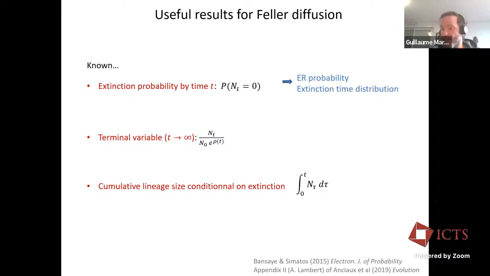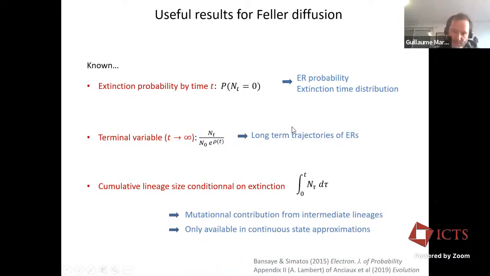And also for any line, because we start them in one copy, we know the likelihood that they get extinct. We also have access to the extinction time distribution, because if we had, for example, a Feller process for the whole population, we know the probability of being extinct by time t. So by deriving it, we have access to the distribution of the time to extinction in the population. There's another quantity, a terminal variable, that is also analytic. I won't talk about it too much.